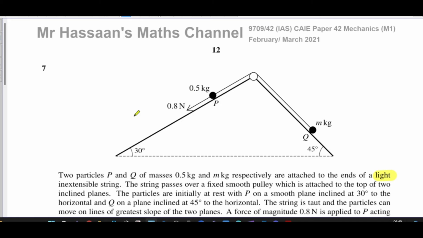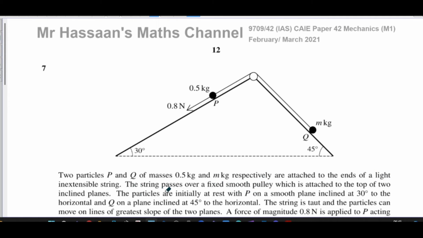Inextensible means that it doesn't stretch. So basically what that implies is that the acceleration of any particle attached to that same string will have the same magnitude. So this thing is going to accelerate downwards. That's going to accelerate upwards with the same magnitude. And then it says the string passes over a fixed smooth pulley. A smooth pulley means what? It means that there's no friction in the pulley, which basically tells us that the tension on both sides of the pulley in the string will be equal. So that's what the smooth pulley tells us.